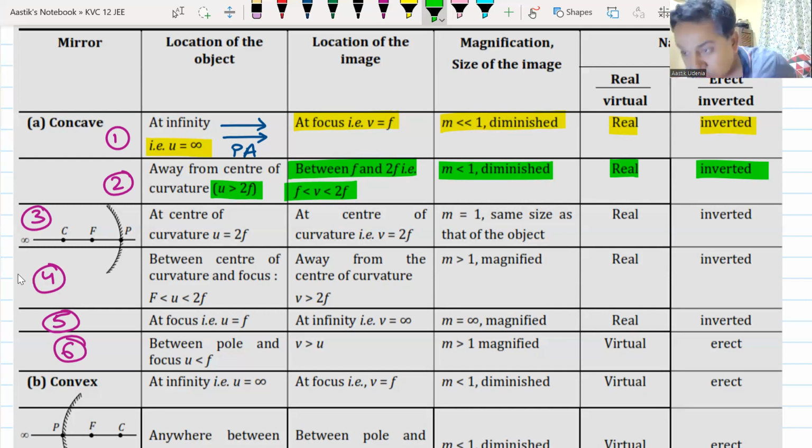Wait for a second. Note down, because these are very, very important things. Even if I wake you up at 2 o'clock in the night and ask you, where is the object here, where is the image? You should say, sir, here. The image is here, it is diminished, it is this, it is that. You should be able to tell me that. Shall I move ahead in life? Life has to move on. Shall I move?